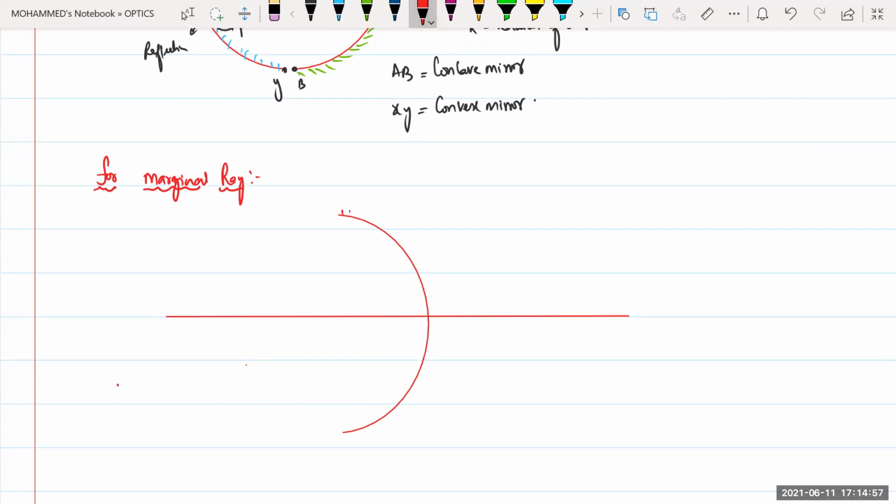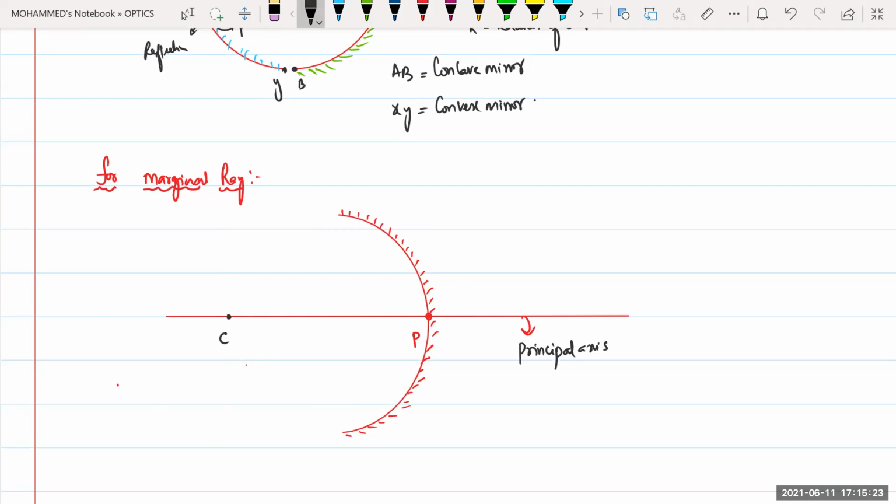Okay, if silvered on the outer side like this, what type of mirror is it? Concave mirror. This axis is known as the principal axis. And this is the center of curvature, C.